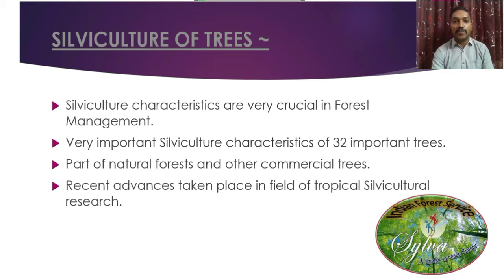So part of natural forest and other commercial trees of 32 important species in India will be covered in this subject. It will also touch upon the recent advances that have taken place in the field of tropical silviculture research. So two important aspects: one is the silvicultural characteristics of 32 important species, and the other is tropical silviculture research and its recent advances. These four subjects are part of section A of paper 1.